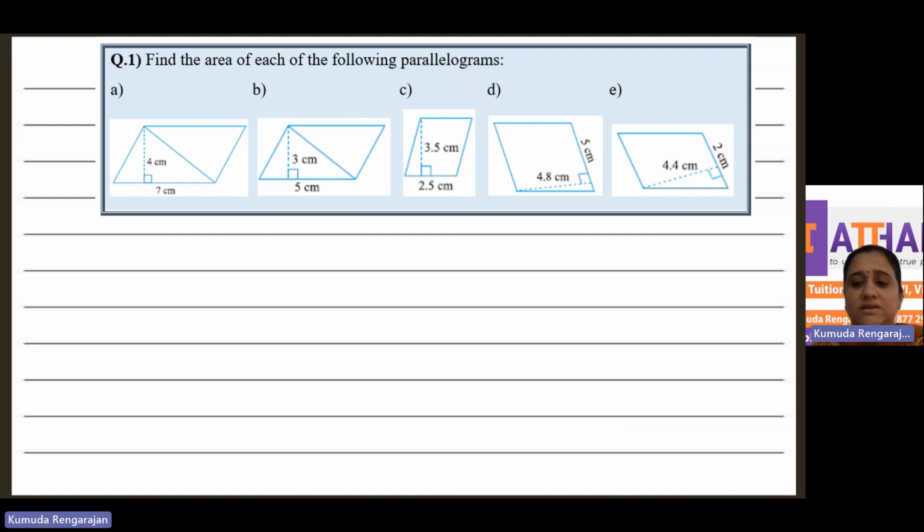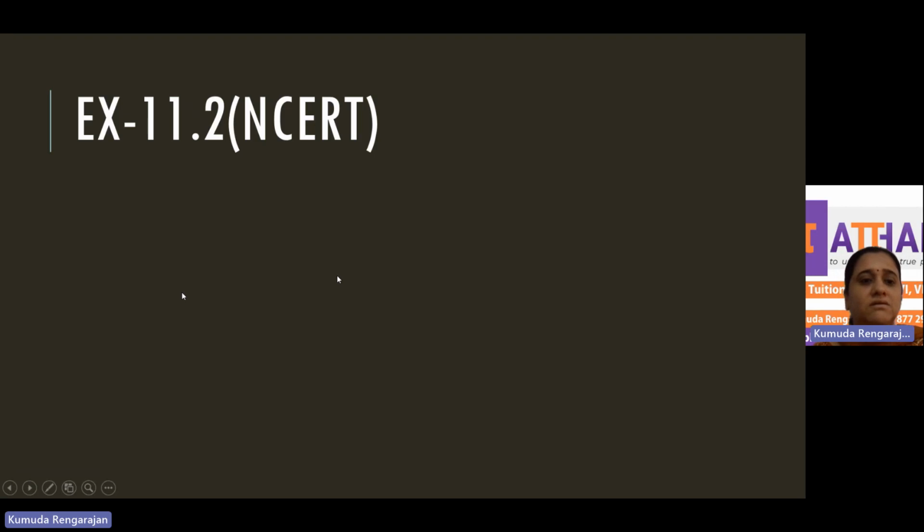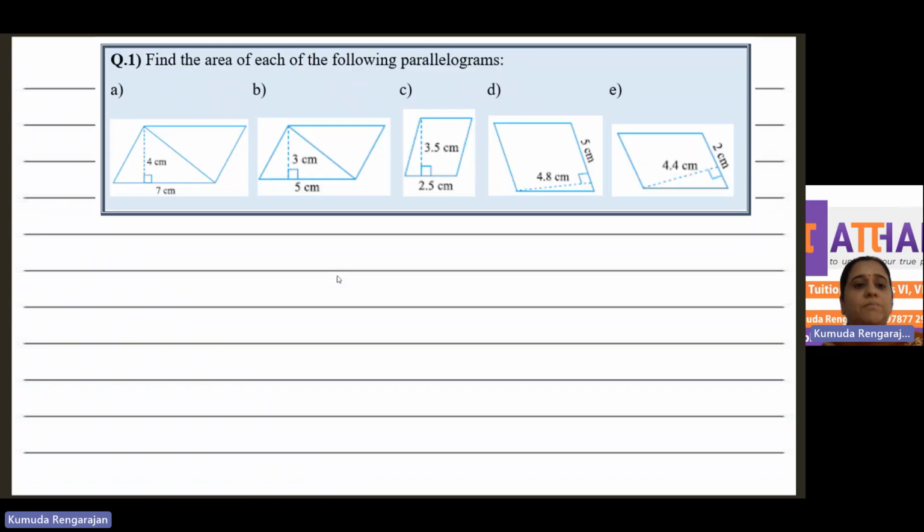Now see here. This is NCERT 11.2. Find the area of each of the following parallelograms. So you can see here in the first figure, this is 7 centimeters. So this side of the parallelogram is 7 centimeters. And can you see the vertex opposite to this side is this one.